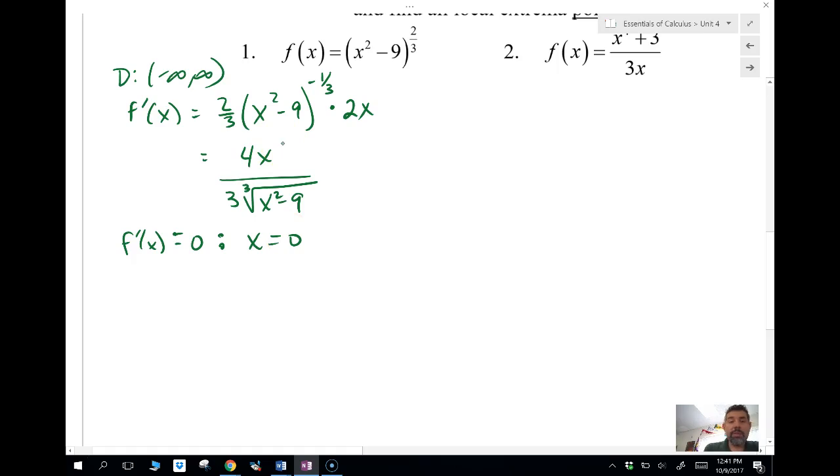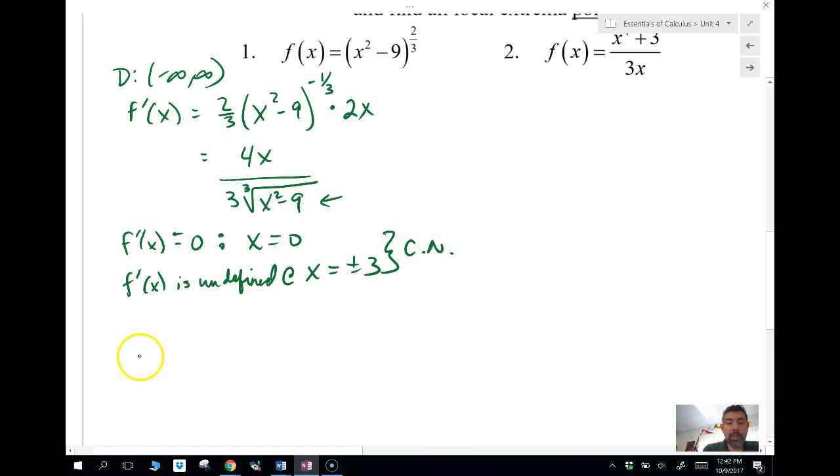Well, that's pretty much it, right? We take the numerator and put it equal to 0. Okay, do we have any places where f prime is undefined? Undefined. Do we have anywhere where that exists? Yes, they're right here, the denominator, right? So x can't be equal to plus or minus 3. So f prime is undefined at x equals plus or minus 3. So these are our critical numbers.